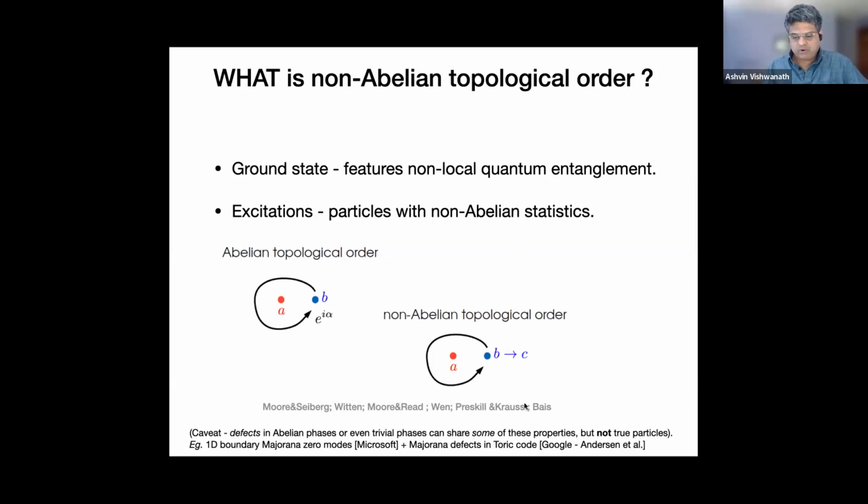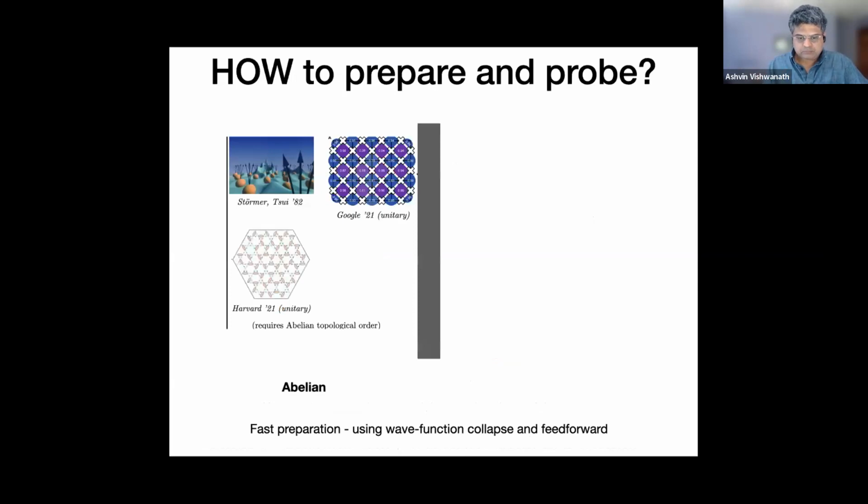But here I really want to think about a situation where the ground state has non-Abelian topological order. The excitations are really point-like particles, unlike these defects, and those are the ones that carry the non-Abelian-ness in the system.